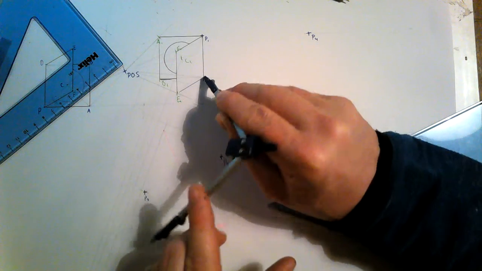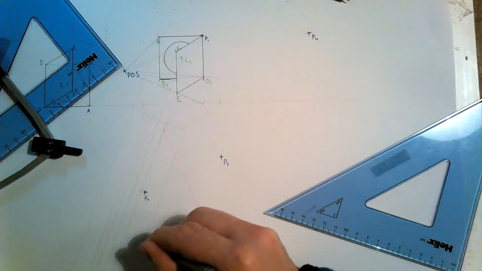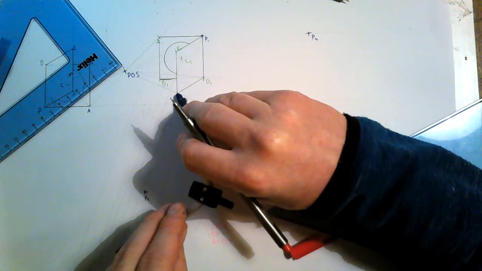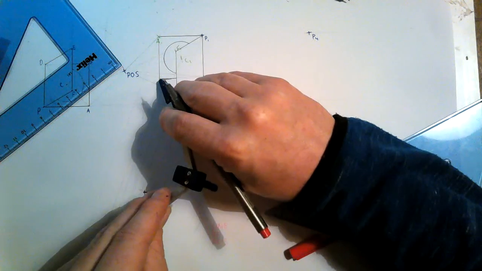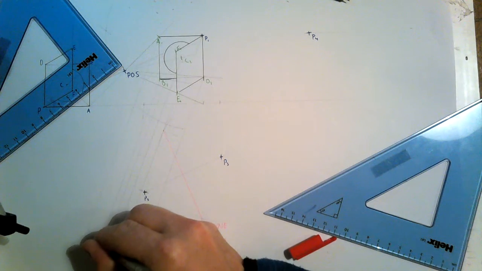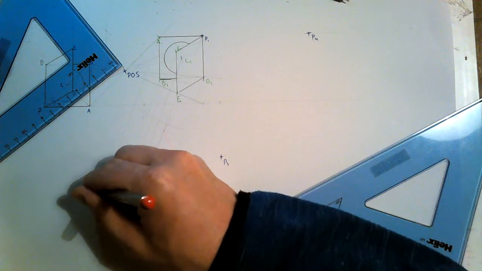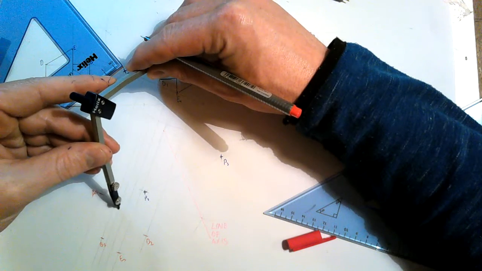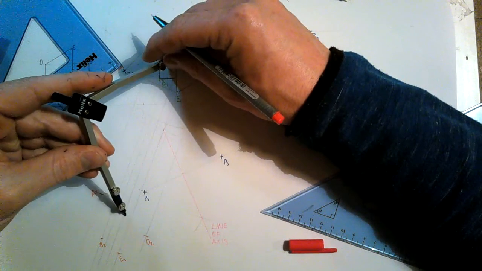Okay, now we'll start marking off D2. D2. E2. A2. F2. And C2. Okay.